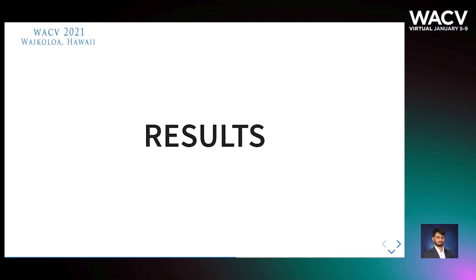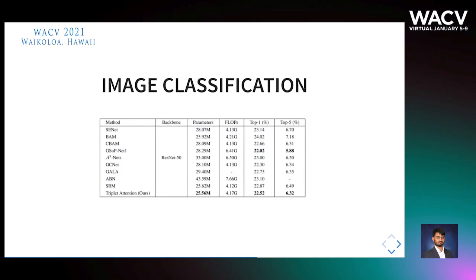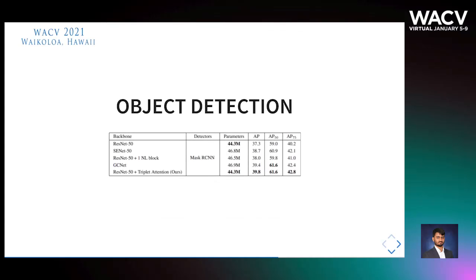Our experiments show that triplet attention effectively improves performance without introducing a significant increase in computation. For image classification on ImageNet, triplet attention outperforms most other methods while introducing the least number of extra parameters on a ResNet 50. When using the same ResNet 50 backbone augmented with triplet attention on a Mask RCNN model, our method demonstrates a strong increase in performance on the COCO dataset while introducing a negligible number of extra parameters over the baseline.